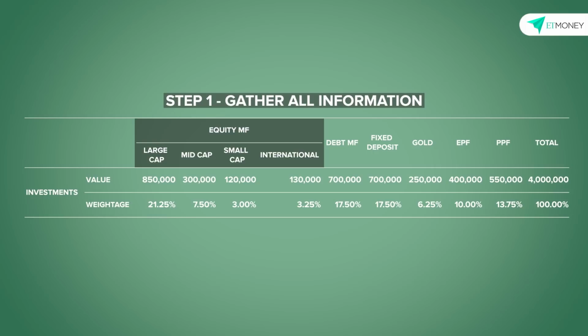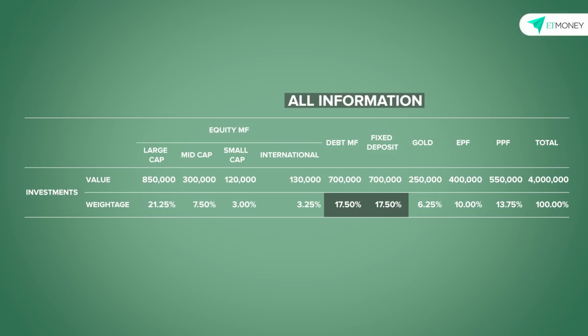This comes to a total of 40 lakhs in our example, which is now our United State of financial assets. As expected, there is a good mix of asset classes, with large cap equity funds having a 21% weightage in the portfolio, which is closely followed by debt funds and fixed deposits at 17.5% each.